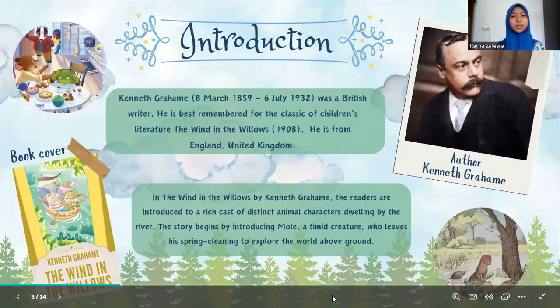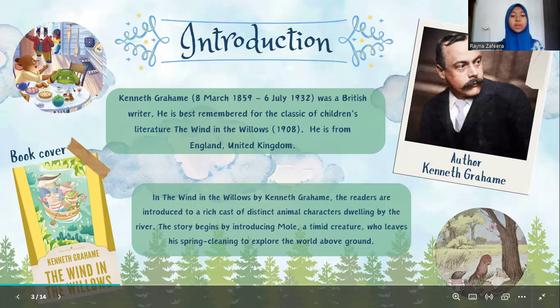Now, let me introduce you to the author. Kenneth Graham was born on 8 March 1859 and died on 6 July 1932, was a British writer. He is best remembered for the classic of children's literature, The Wind in the Willows, that he published in 1908. He is from England, United Kingdom.